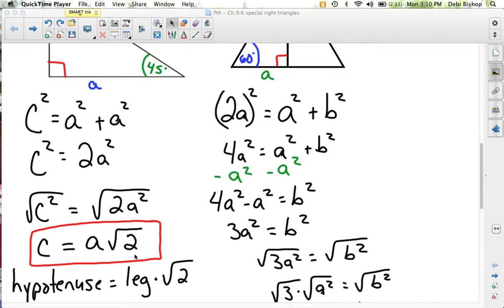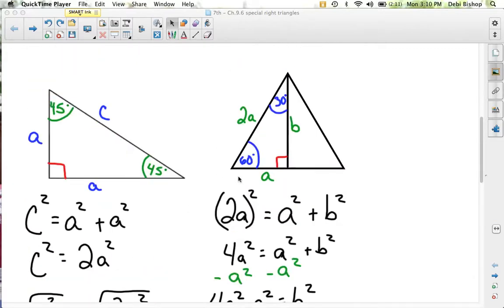Now our other special triangle is the equilateral triangle. Remember, an equilateral triangle means that all sides are equal and all angles are equal. So technically these are all 60-degree angles. What I can do though is split this in half and make it a right triangle. So if you have a right triangle this way, then you have a 90-degree, 60-degree, and 30-degree angle.